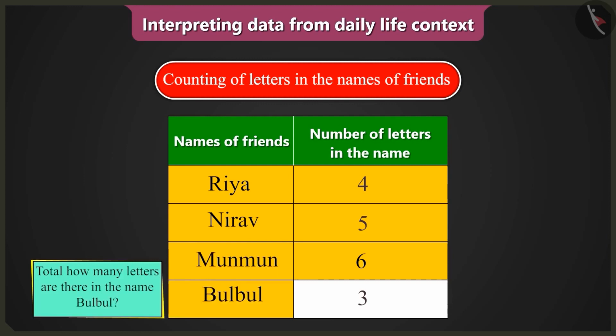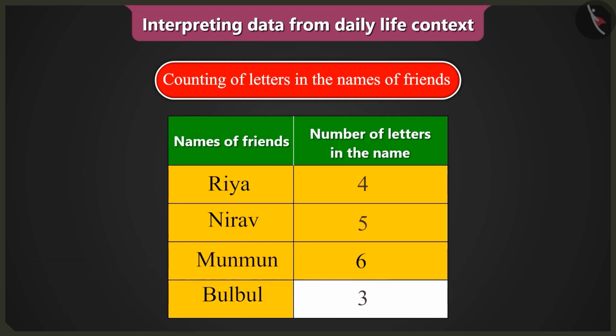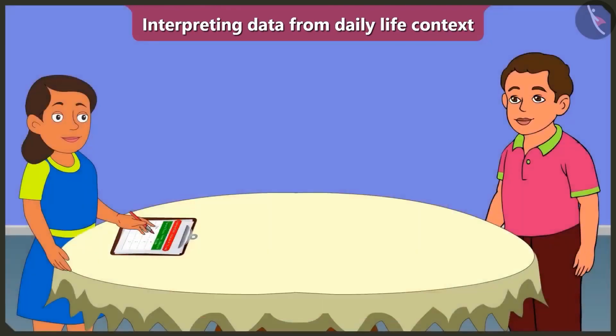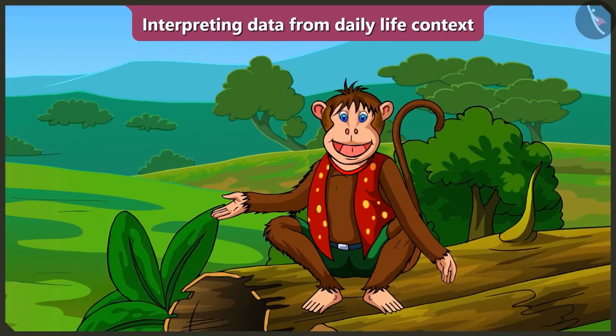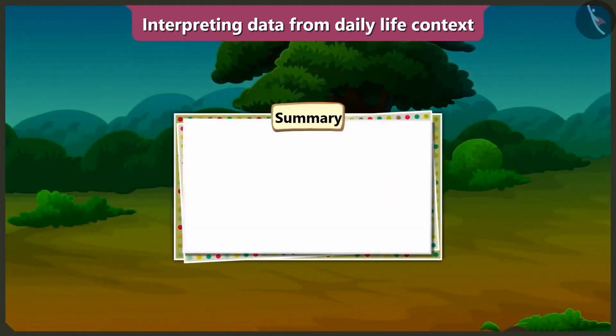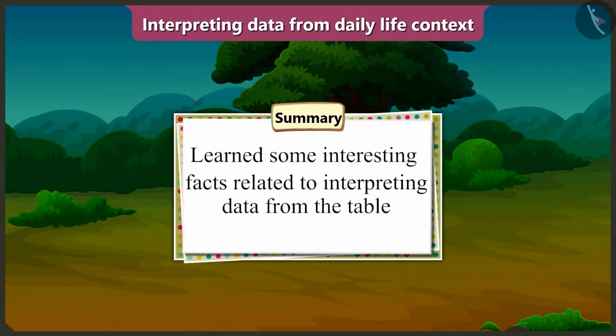Now tell me, how many letters are there in the name Bulbul? There are total of 6 letters, not 3. Well done, Bubbly. Thank you. So friends, today in this video, we learned some interesting facts related to interpreting data from the table.